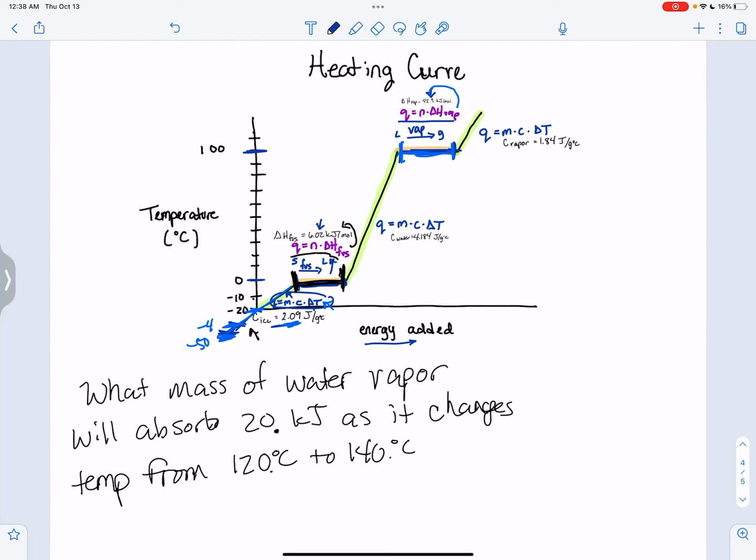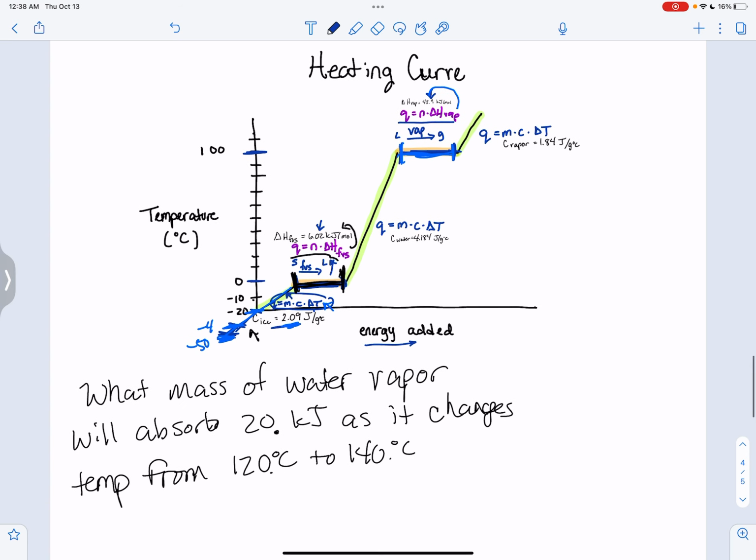So what mass of water vapor will absorb 20 kilojoules as it changes temperature? So kilojoules is a Q value, and then here's our temperature change. As we look at it, we're going from 120, so it's up in here. And so we're going to use this equation and this value of C.